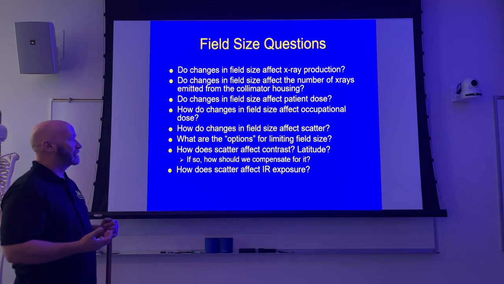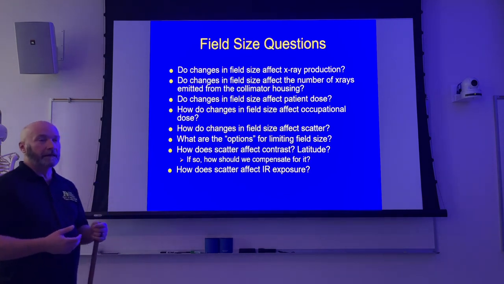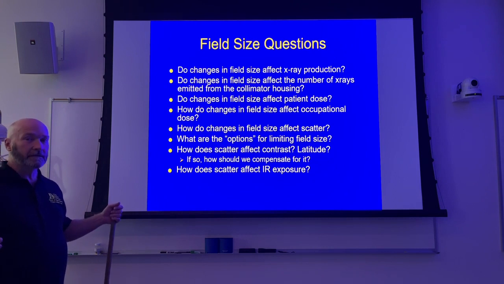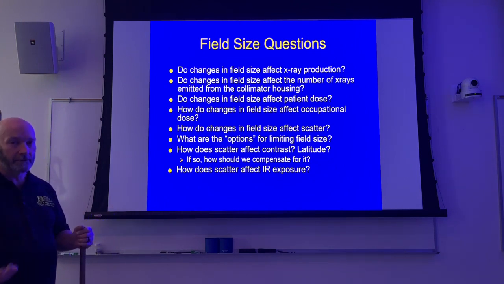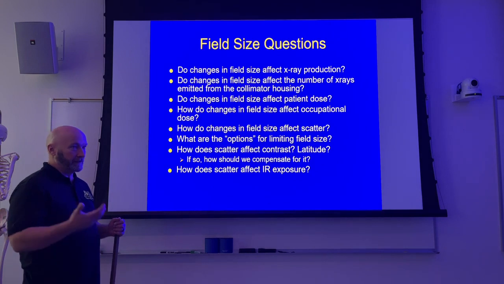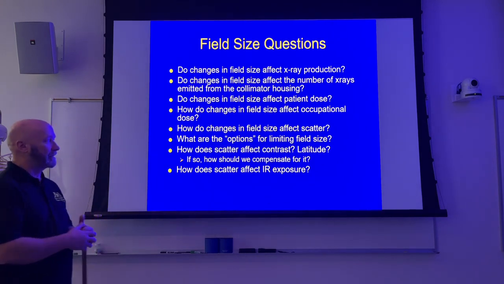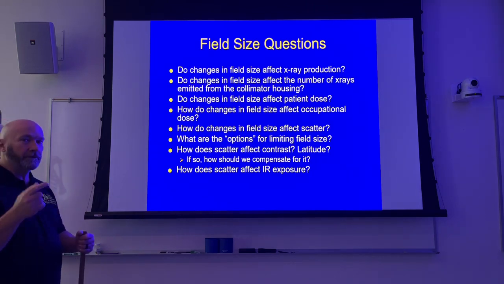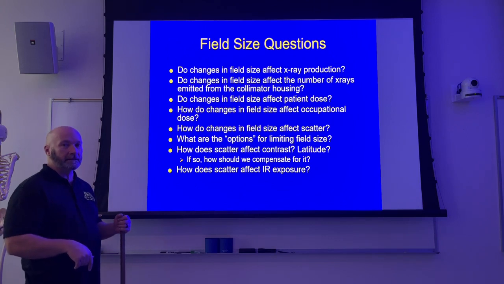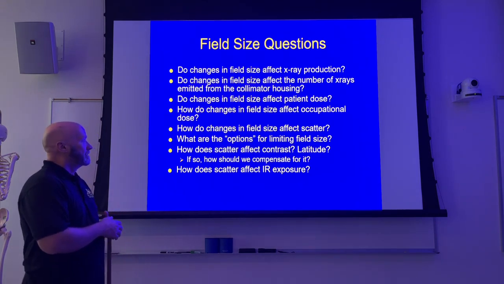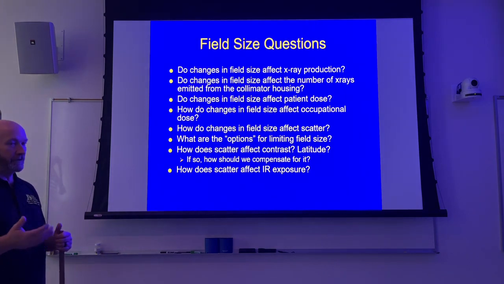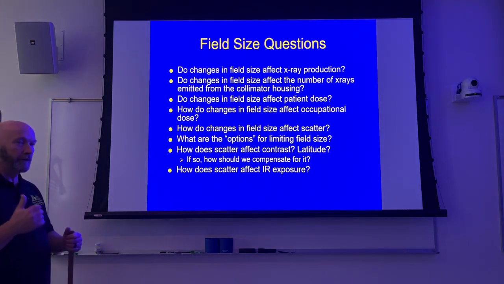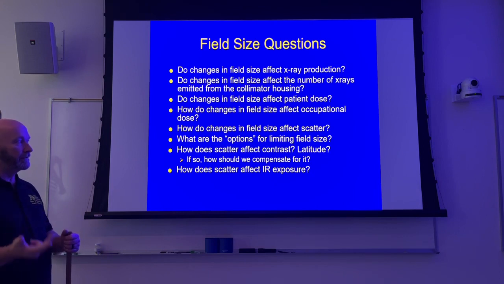Changes in field size affect occupational dose? Yeah, it can. As field size increases and collimation decreases, then you're going to create more scatter radiation, and potentially, that could lead to an increase in occupational dose. So how do changes in field size affect scatter? Increased collimation decreases scatter. Decreases in collimation increase scatter. So options for limiting field size are that equipment that we talked about before, the diaphragm, the cones, and the variable aperture diaphragm. So how does scatter affect contrast?